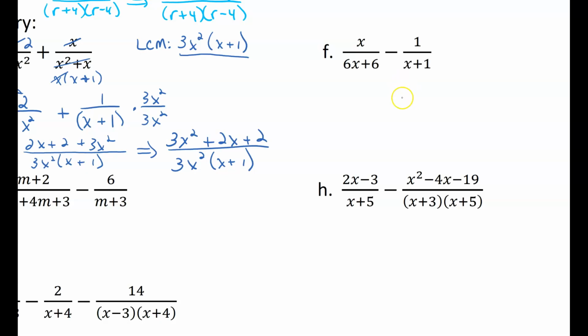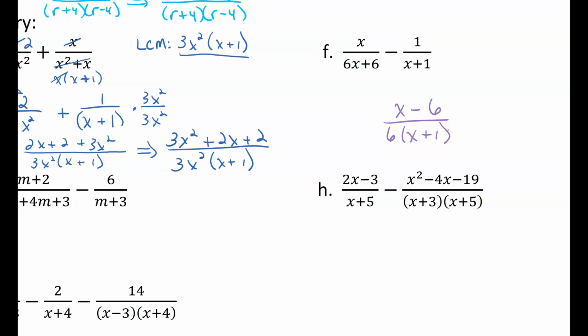Okay, so F should have come out to x minus 6 over 6 times x plus 1. Are we okay on that one? Is your numerator, did you guys get the x minus 6 in the numerator? No. I got x minus 5. No. Okay, so let's take a look at that.